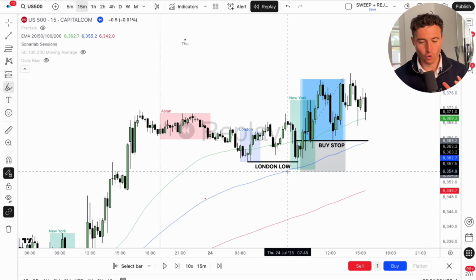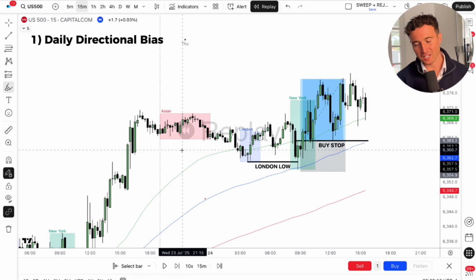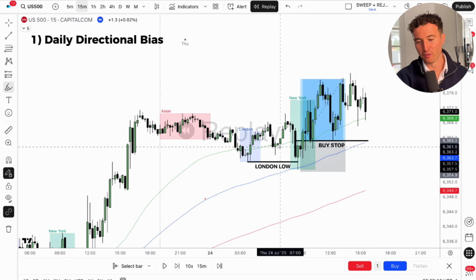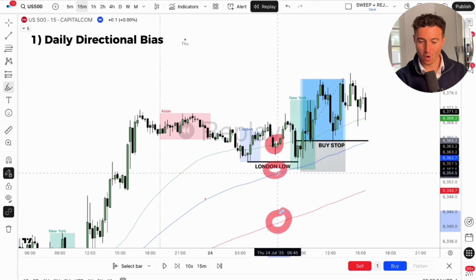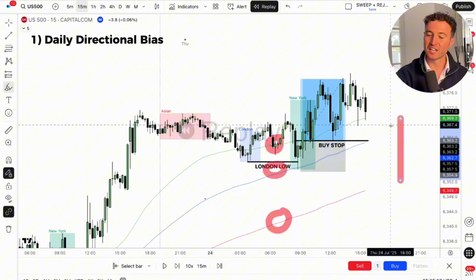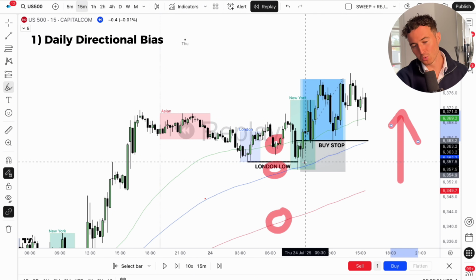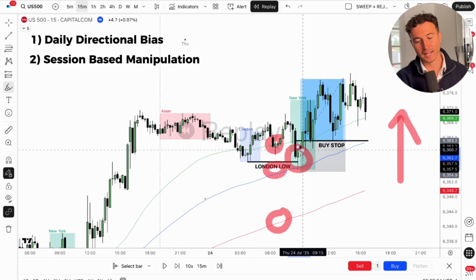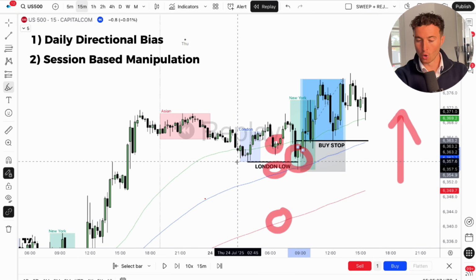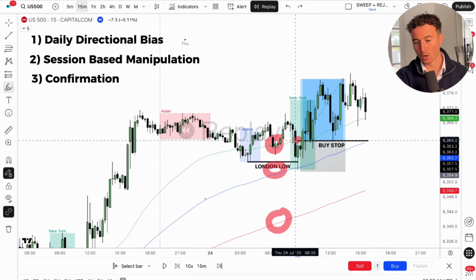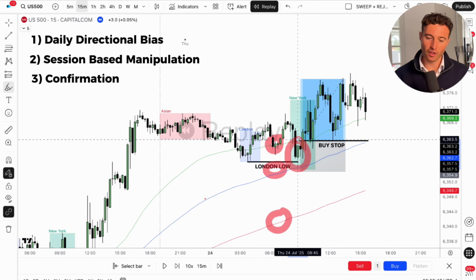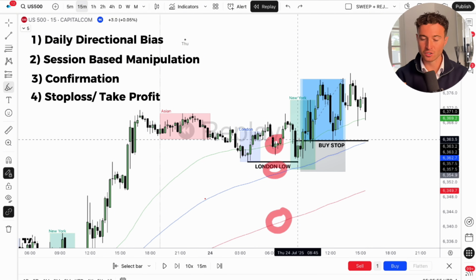Okay, so I'm going to cover another trade in just a moment, but I just want to recap and summarize everything that we've just covered. So step number 1 was a daily directional bias, right? We had the 50, 100, and 200 EMA. Because the 50 was greater than the 100, which was greater than the 200, this indicated long bias on this market. Step 2 was manipulation. So we've seen a manipulation below the previous session's low, so below the London session low. Step 3 was our confirmation. So this was our bullish confirmation right here, indicating that bullish momentum is stepping into the market. And step number 4 was invalidations and targets.